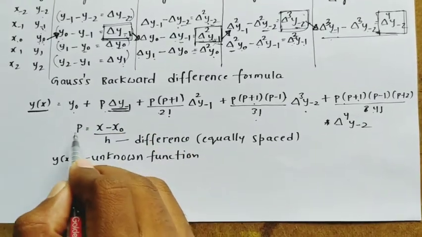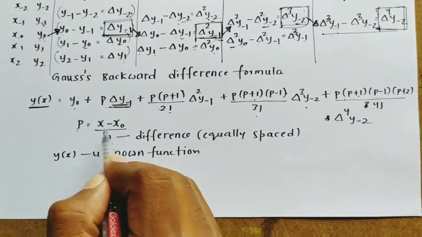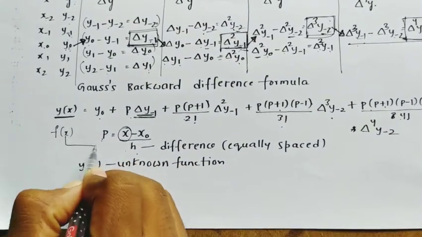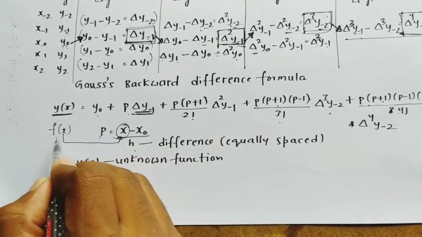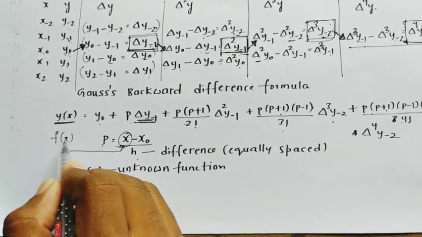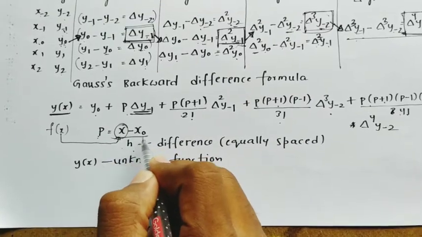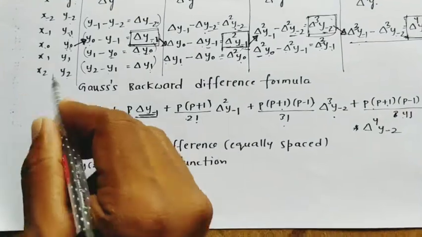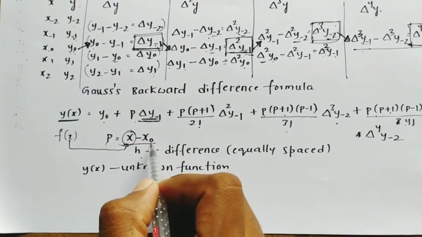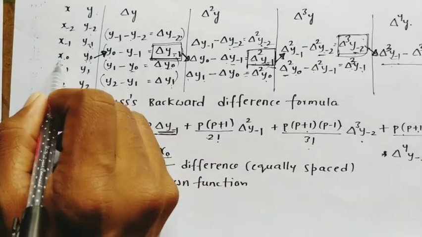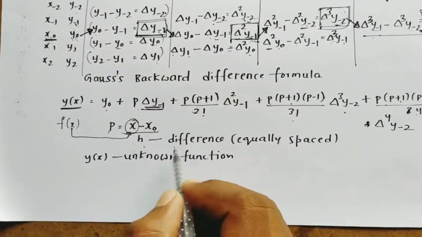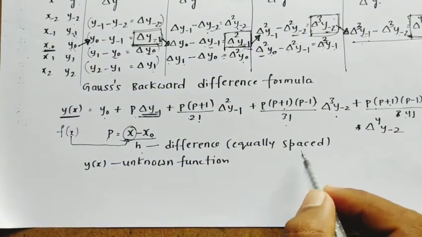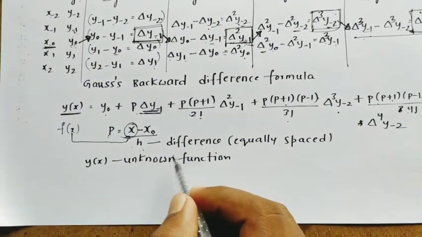The value of p is x minus x naught by h. Here x is the given value for f of x. f of x is the unknown function, x is already given, and x naught we find as explained. The x naught is placed in between the values, and h is the difference. The points are equally spaced, so h is the same throughout.